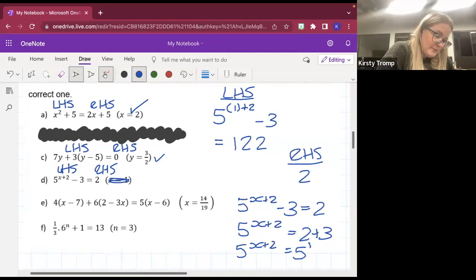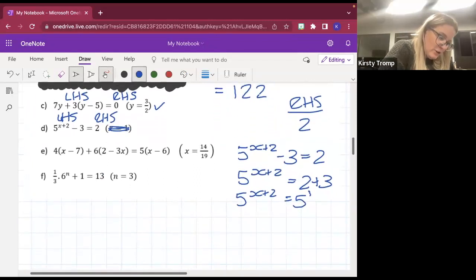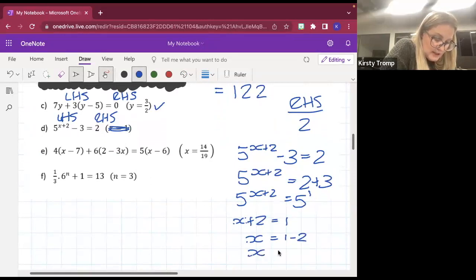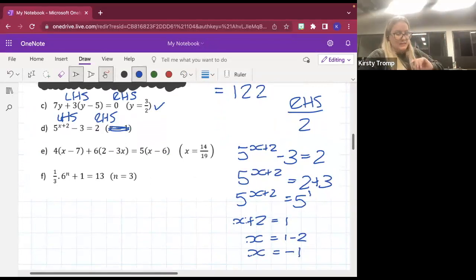So for this sum, I've got x plus 2 equals 1. I'm going to leave x where it is. I'm going to take the 2 across, and I'm going to have x equals negative 1. Fantastic. So my answer for D is x is equal to negative 1. So go try E and F for me. I'm going to answer a question.